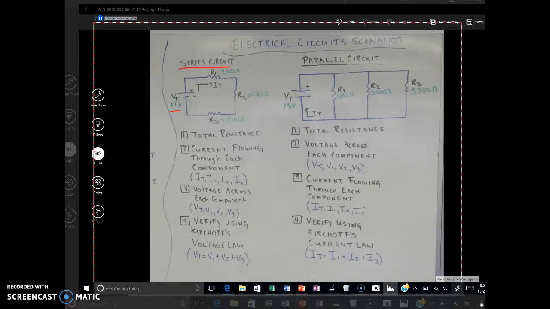in a circuit with three different resistors, R1, R2, and R3. And IT is going to be the total current. So the first problem asks us to find the total resistance.